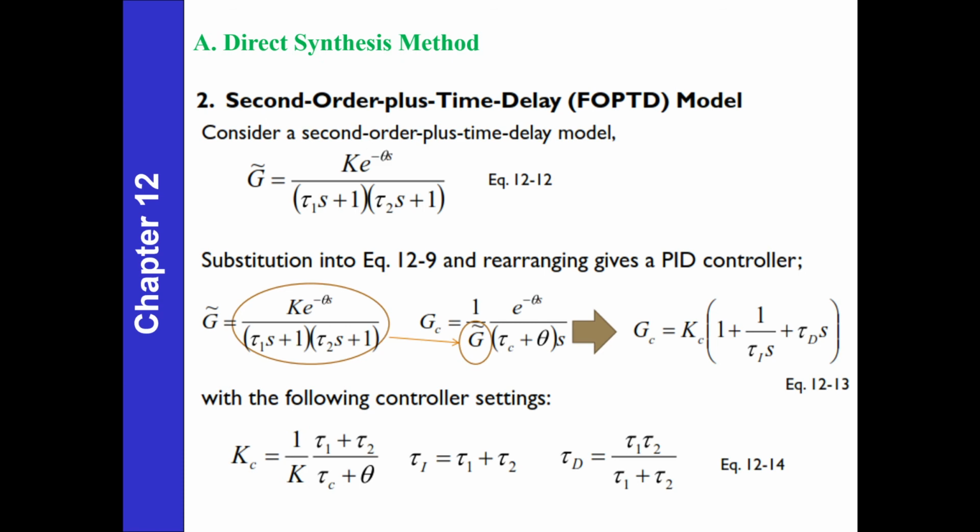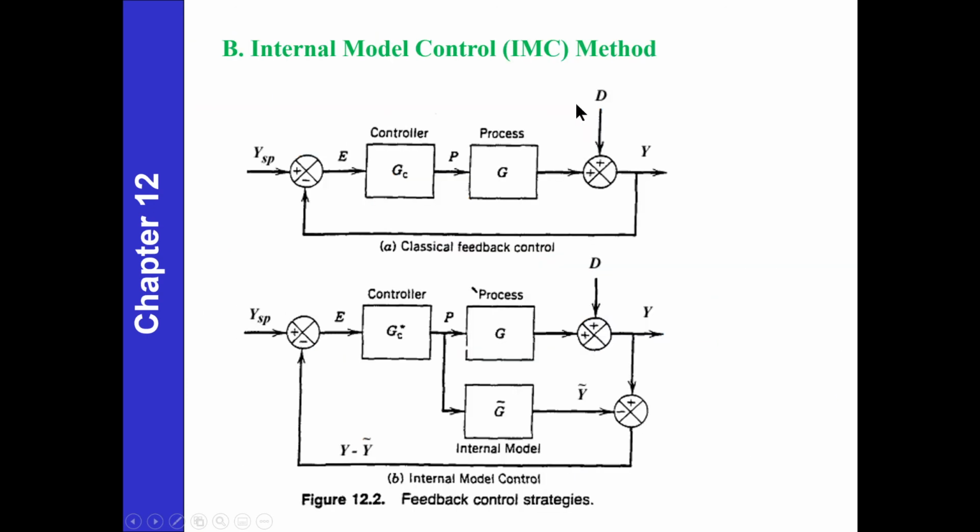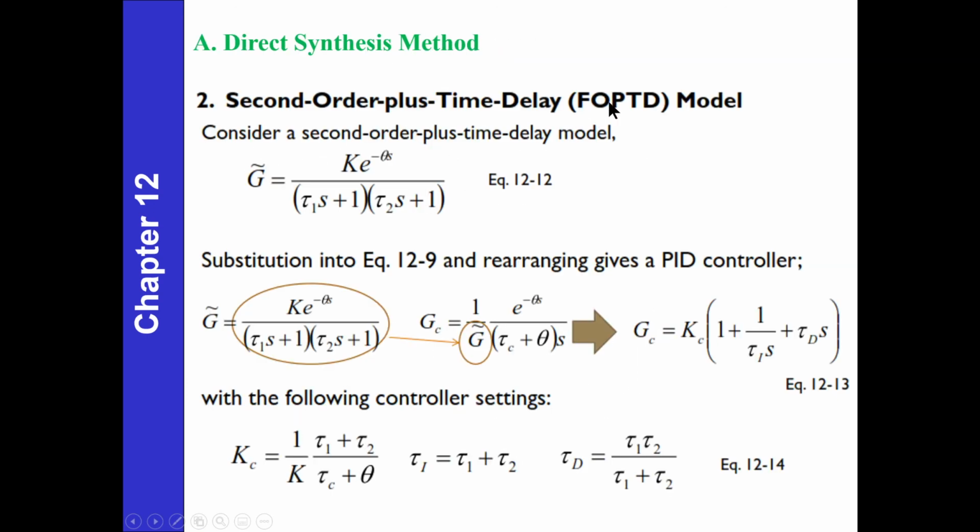When we have second order plus time delay, there's a typo here. When we have second order, repeat the same steps, substitute into this one, and you should be able to get a PID controller with KC equal to this, tau I equal to this, and tau D equal to this. Try it first. If you have any problem, please let me know.